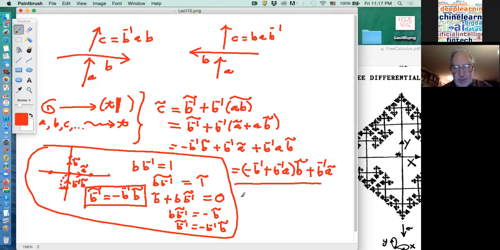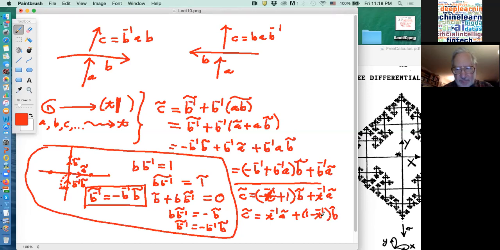And then in the commutative algebra, we're going to have C tilde is equal to minus T inverse plus 1 times B tilde plus T inverse times A tilde. I did the hard one first. C tilde is equal to T inverse times A tilde plus 1 minus T inverse times B tilde. That's the relation, and that's the commutative algebra relation. Over here, we're going to get C tilde is equal to T A tilde plus 1 minus T B tilde. I leave it to you to check.